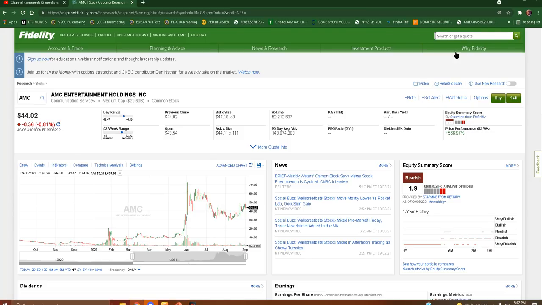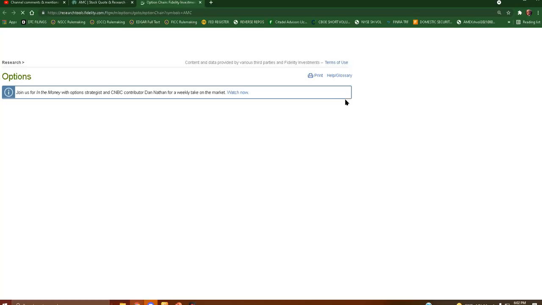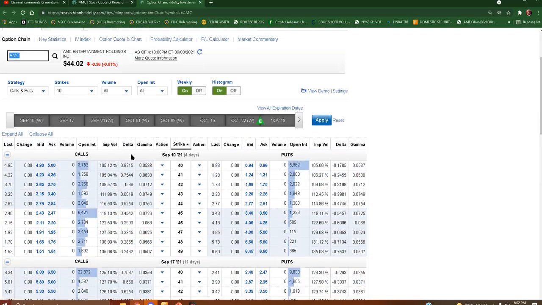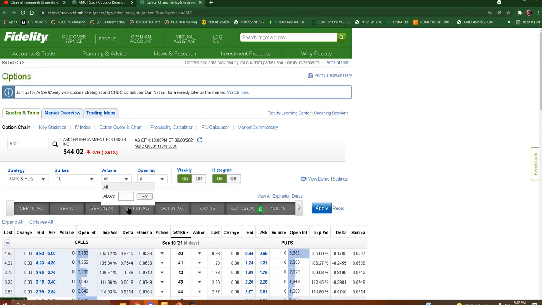So let's go ahead and look at AMC real quick. And let's look at the levels of resistance and support in the options chain.